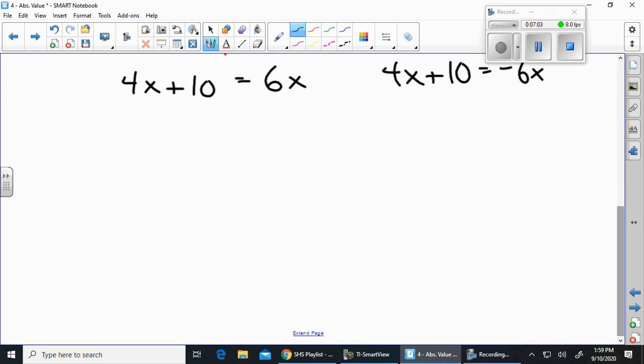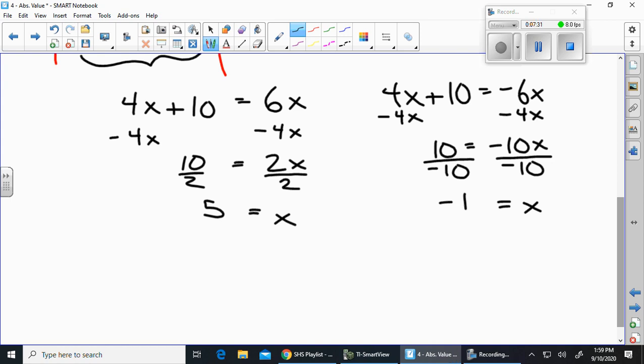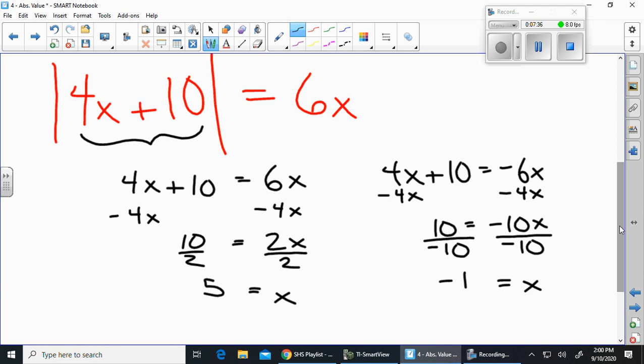Solve them. I'm going to subtract 4x here and get 2x equals 10. Divide by 2, get 5. Here I'm going to subtract 4x just because I'd be left with 0. So I'd have 10 equals negative 10x. Divide by negative 10, I get negative 1. Now go back and check. So I'm checking in the original.